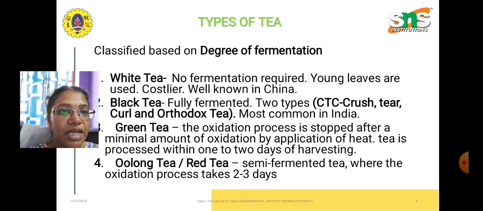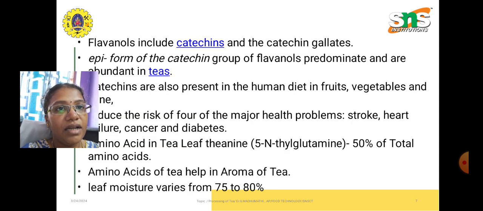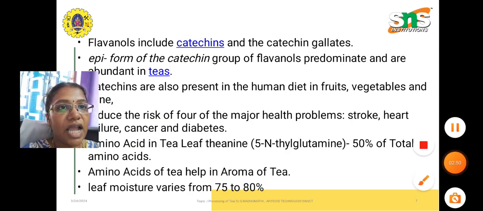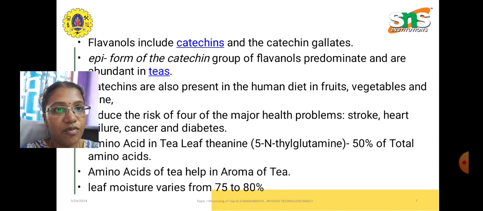And this tea is mainly processed within 1 or 2 days of the harvesting itself. Oolong tea or the red tea is a semi-fermented form where the oxidation takes place for only 2 to 3 days. And flavonoids include catechins and catechin gallates. The main thing is that this is one of the flavonoids present in any type of tea. These are mainly present in human diets in fruits, vegetables, and they also reduce the risk of 4 major health problems like stroke, heart failure, cancer, and diabetes.